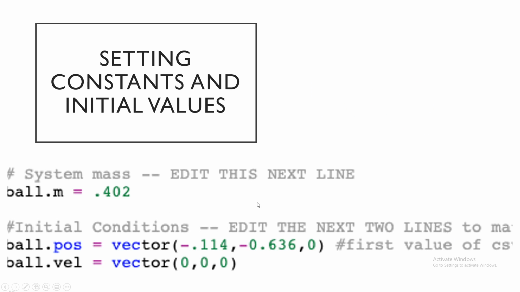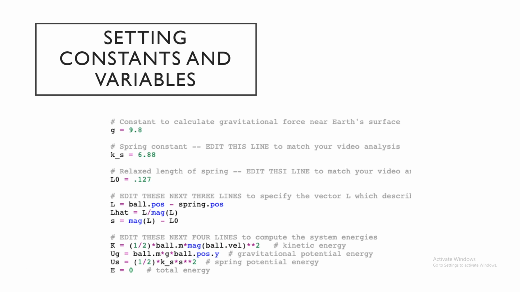In order to get that output, we had to set some constants and initial values. We were given the mass of the ball, and then the position and velocity can be gathered from tracker. The gravitation constant is 9.8, the spring constant is 6.88, the relaxed length is 0.127. L can just be found by the position of the ball minus the spring position. L hat is just the unit vector of that, and then s is the difference between stretched and unstretched.